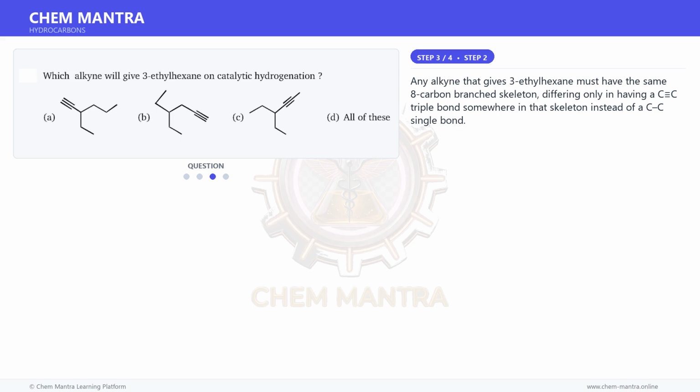Moving on to the next step. Any alkyne that gives 3-ethylhexane must have the same 8-carbon branched skeleton, differing only in having a C≡C triple bond somewhere in that skeleton instead of a C–C single bond.